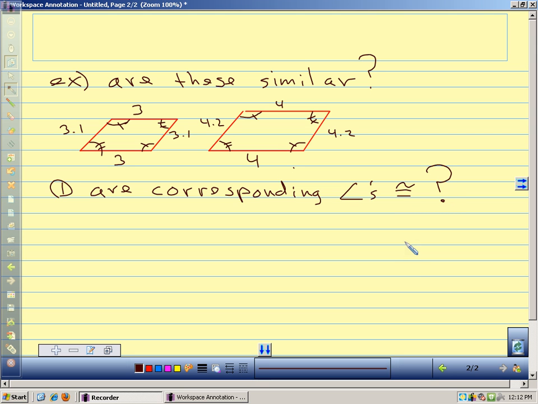So looking at these two figures, are the corresponding angles congruent? This angle is congruent to this angle. This angle is congruent to that angle. So the angles that are in the same place on each figure are congruent, right?